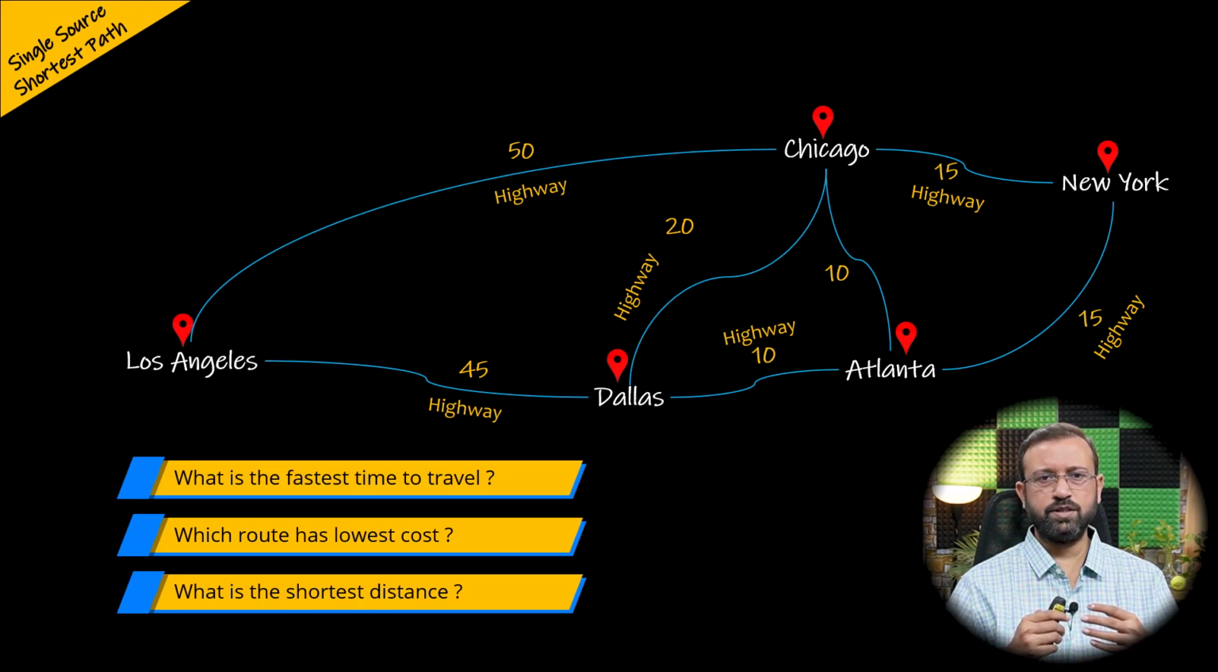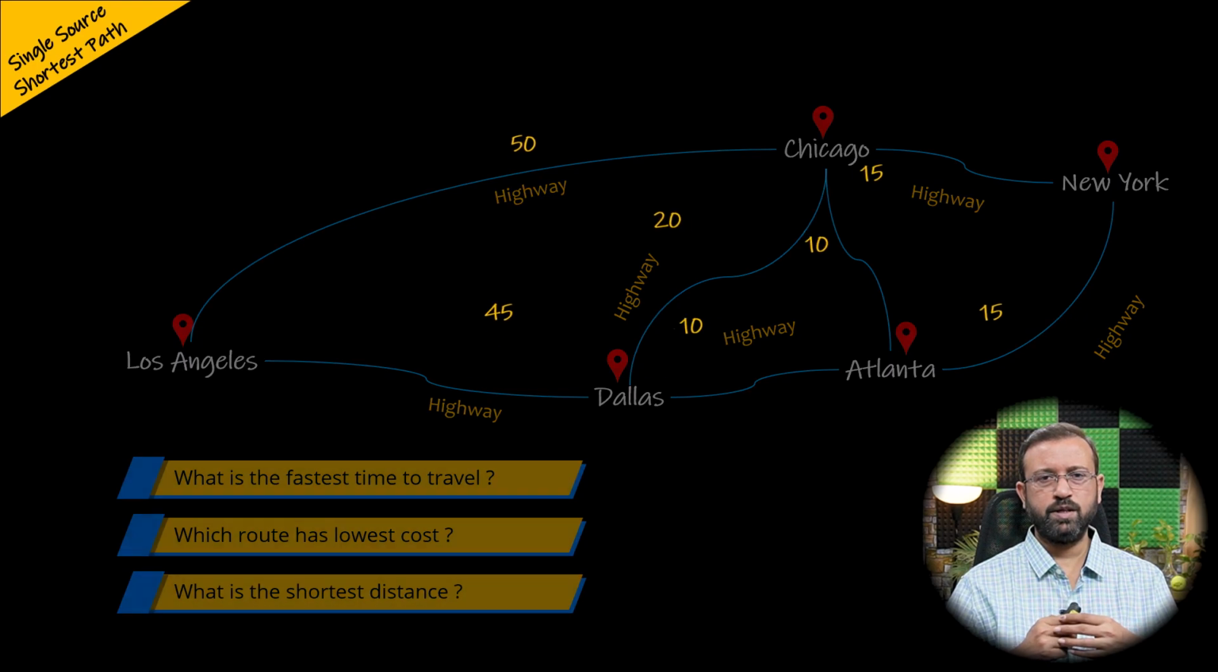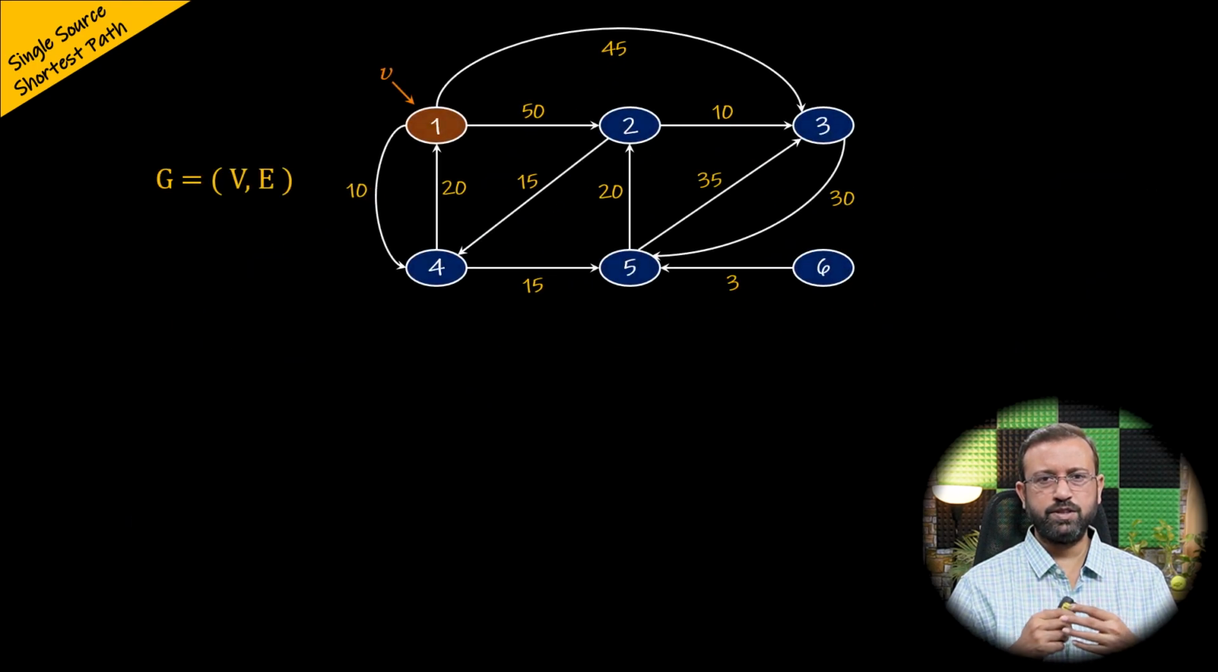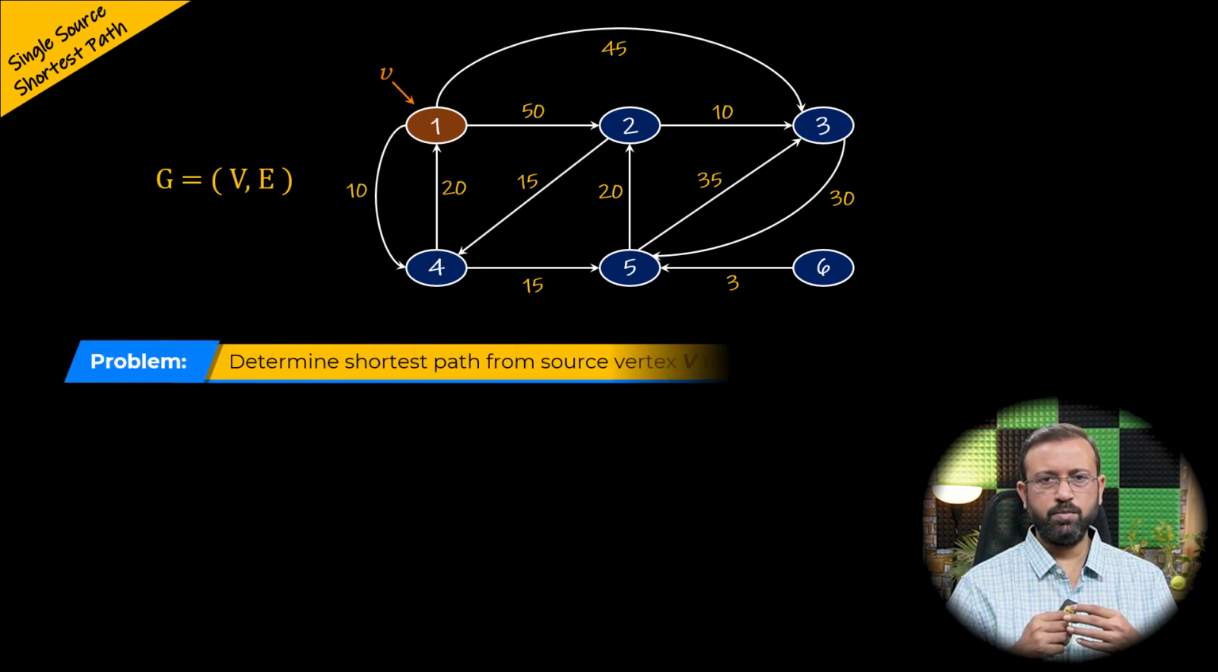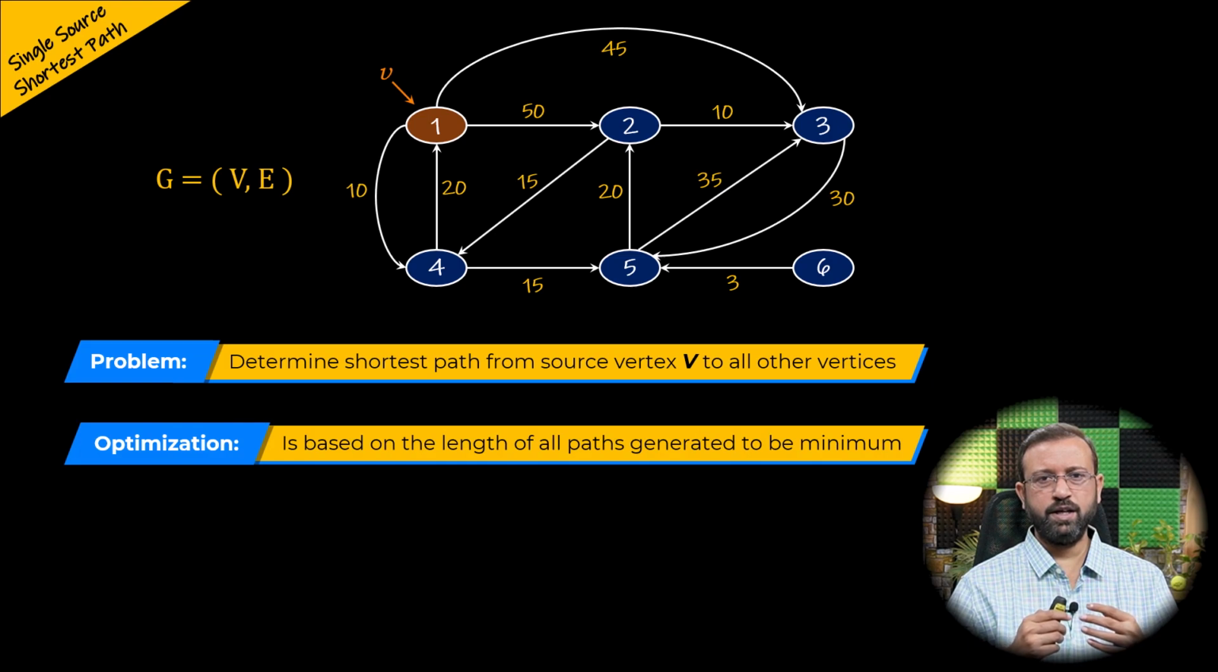Each of these questions is a case of the same problem. Given a weighted directed graph G with a set of vertices and a set of edges with cost, the problem is to determine the shortest path from source vertex V to all the other vertices in the graph. So, we have to generate multiple paths and find the minimum length path. Therefore, this problem comes into the category of optimization problems, and the optimization is based on the length of all the paths generated so far being minimum.